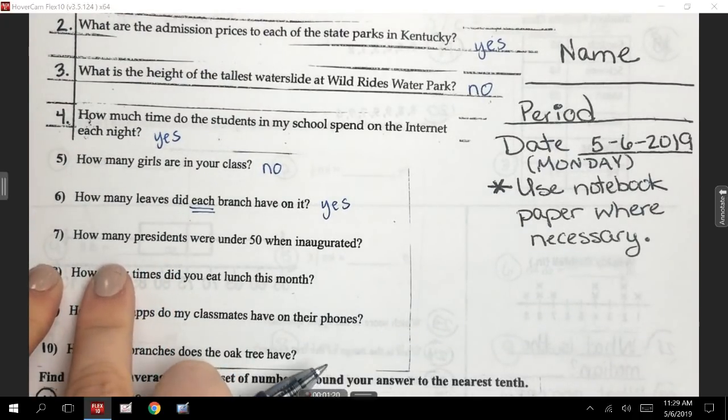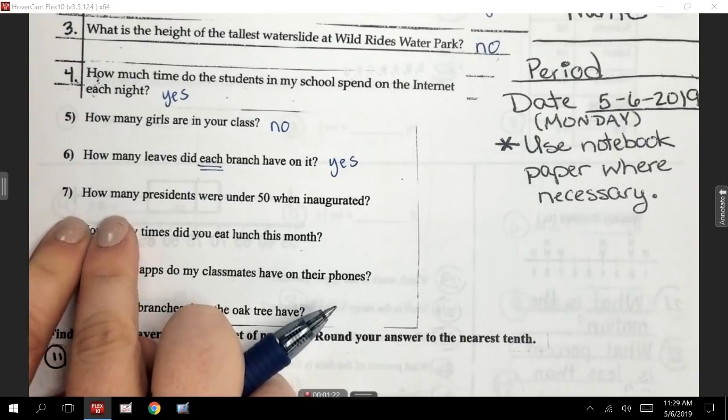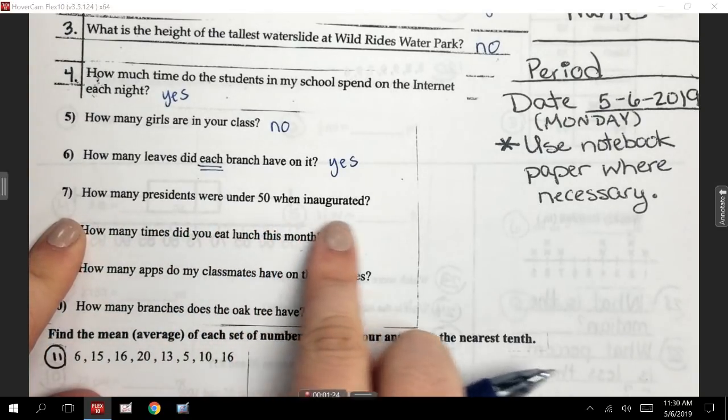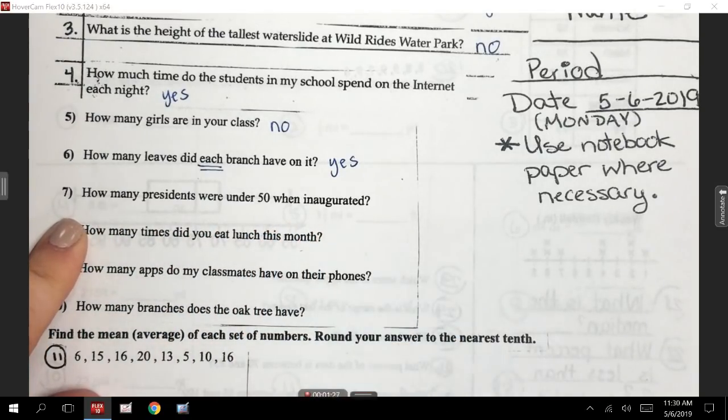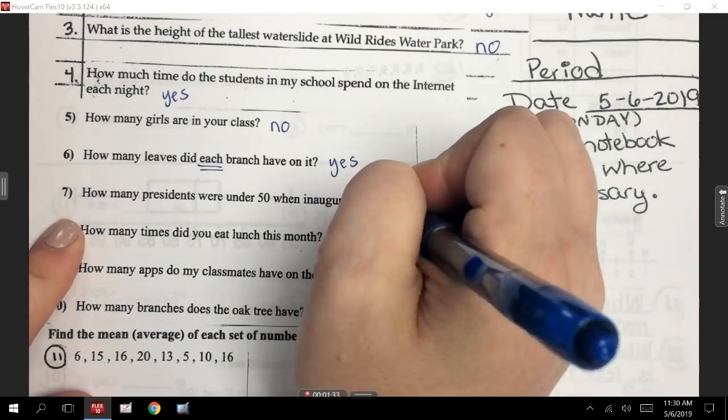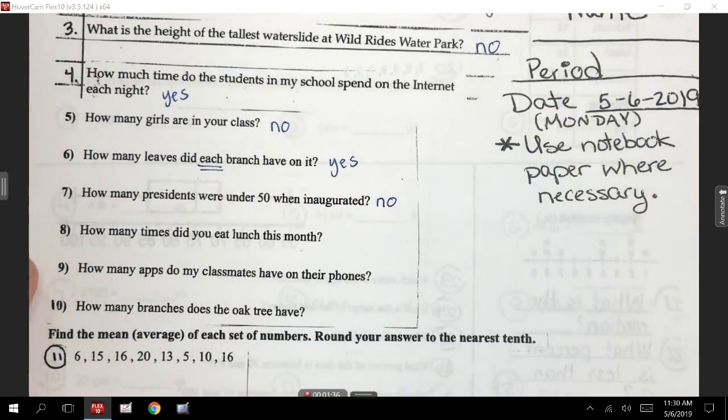Number seven, I'm not going to lie, guys, this one tricked me. I had to actually re-answer it. It says, how many presidents were under 50 when inaugurated? That's one amount. So you're going to count up how many presidents were under 50, like right now, and you would answer that with one number. So no, that is not statistical because there's only one answer.